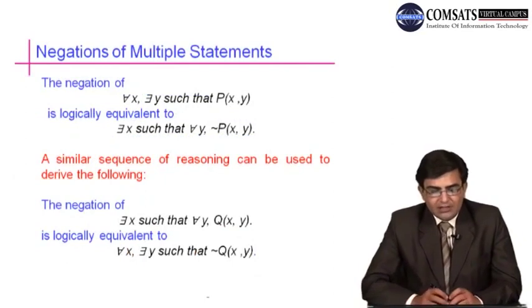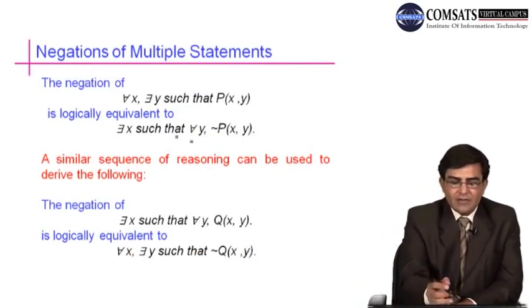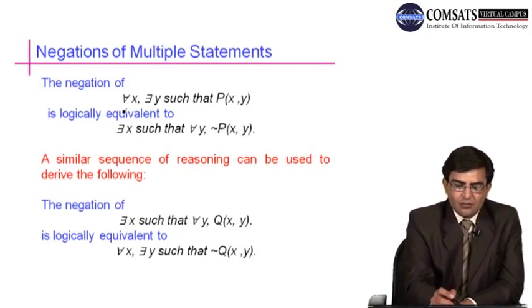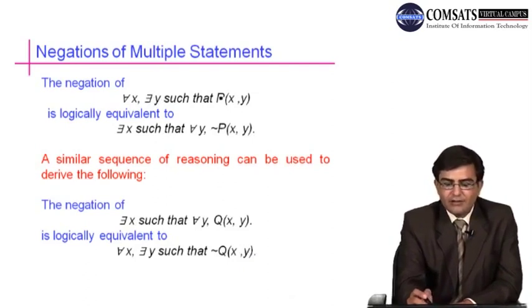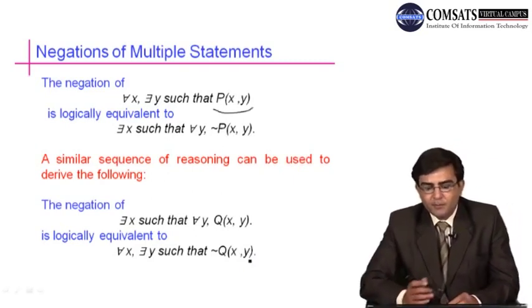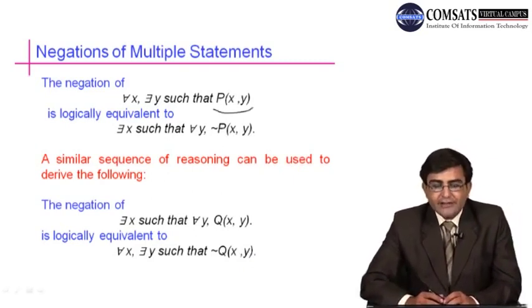Now, the negation of multiple quantified statements. How to negate a multiple quantified statement? If we are given a statement in which we first have the universal quantifier, for all x, and then the existential quantifier, there exists y, such that p of xy is some predicate. So how to negate it?